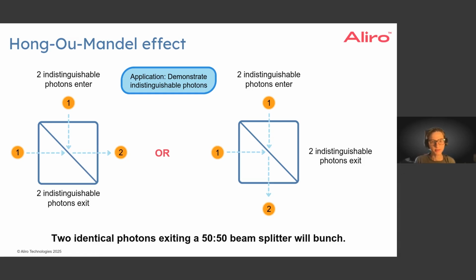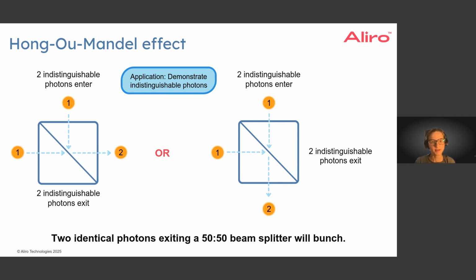So let's move on to some other applications of beam splitters. One of these applications is the Hong-Ou-Mandel effect. This is an effect which basically can demonstrate that you have two photons that are indistinguishable.